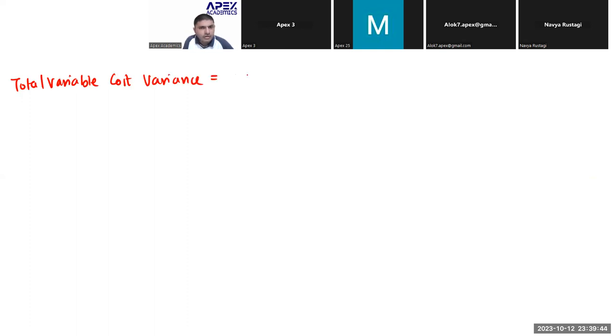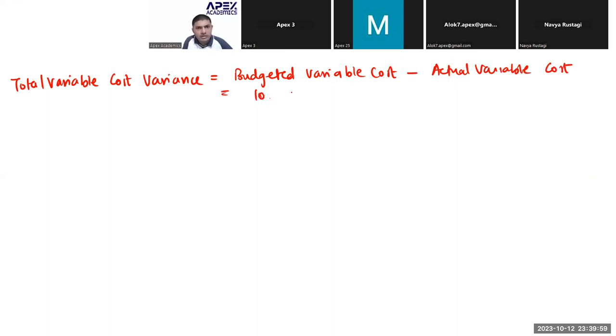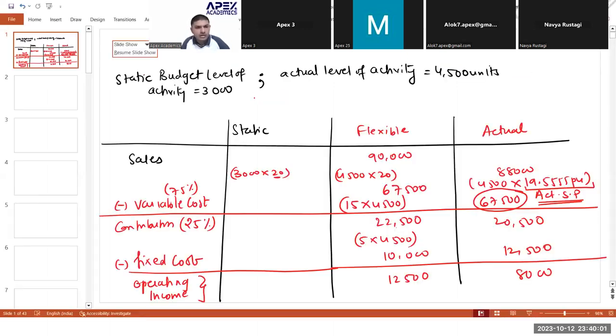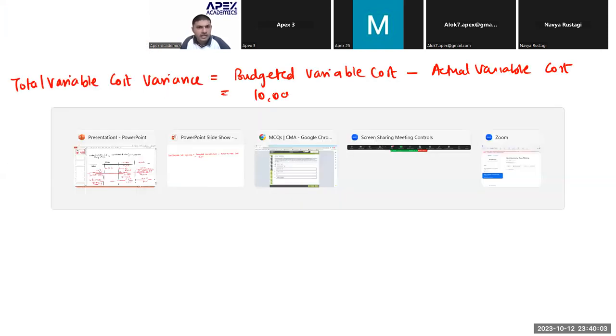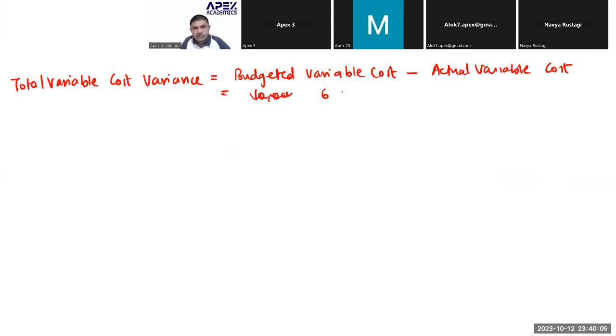It will be budgeted variable cost minus actual variable cost. Budgeted was how much? 67,500. And actual was also 67,500. Therefore, the answer is nil. The variable cost variance is nil.